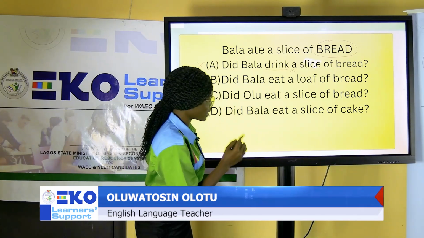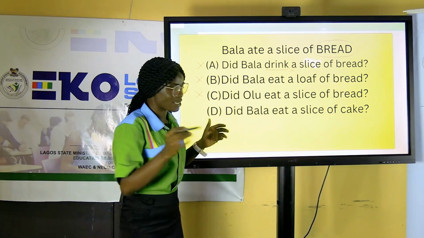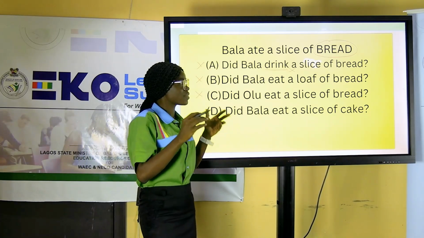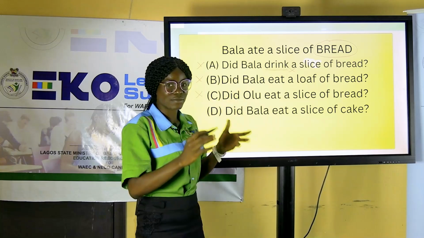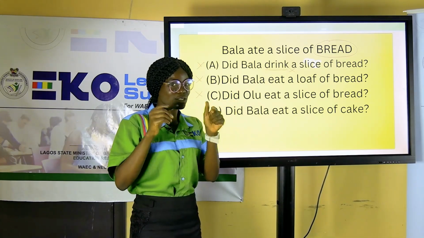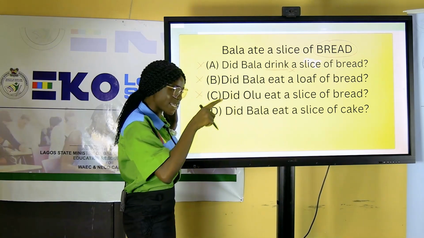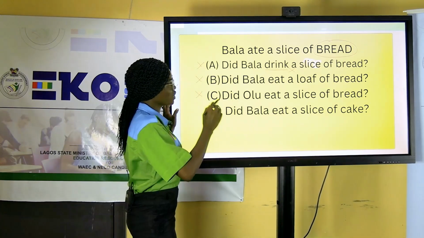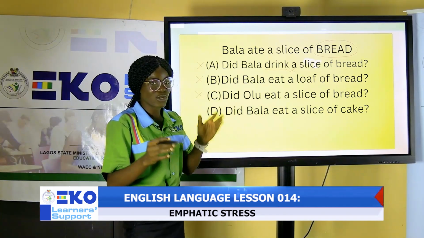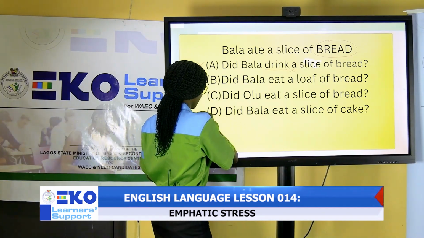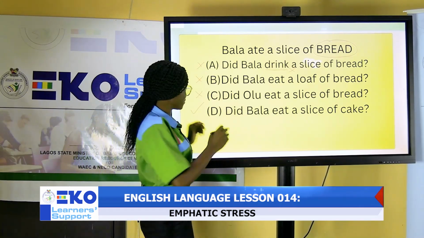Did Bala eat a slice of cake? Don't forget that I said the emphatic stress is usually the word that is written in capital letters, which means that the emphasis is on that word. Did Bala eat a slice of cake? This is different from what we are emphasizing. The emphasis is on bread, not on cake. So D is the correct answer. I hope you understand that. Let's practice more questions.